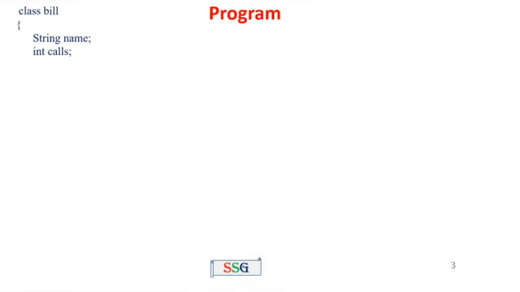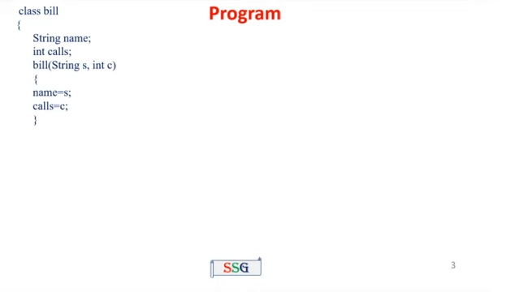The program for constructor, consider one example. Here the class name is Bill. The Bill contains the data members, two variables, name and calls. Then next one function is defined. Here the function name as well as the class name are the same, so this function is called a constructor. That constructor receives two arguments. One argument is a string, the second argument is an integer, S and C. The S and C values are assigned to name and calls.